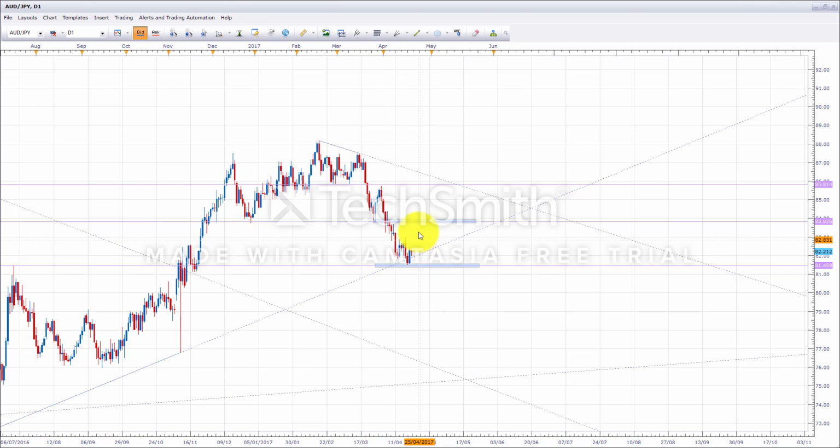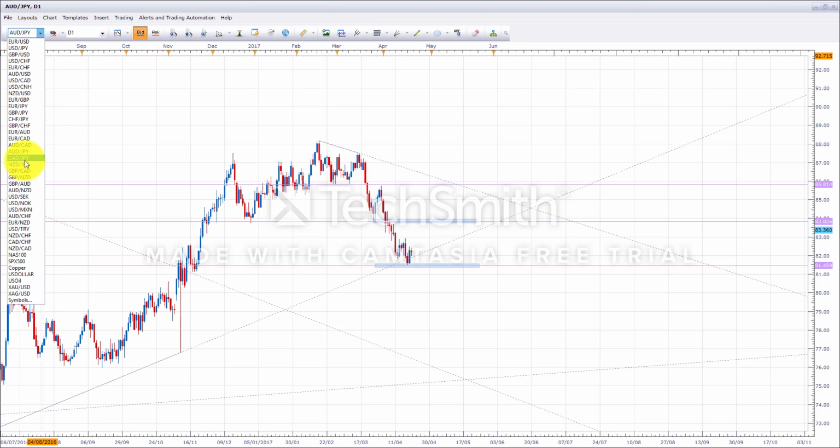But I'm looking for a potential move all the way up to the 83.82 area, which is this previous broken support level, which I anticipate could become resistance next week or in the coming weeks. So I have a long bias on the Aussie Japanese Yen. I'm looking for a bounce from this confluence of the two support levels here.